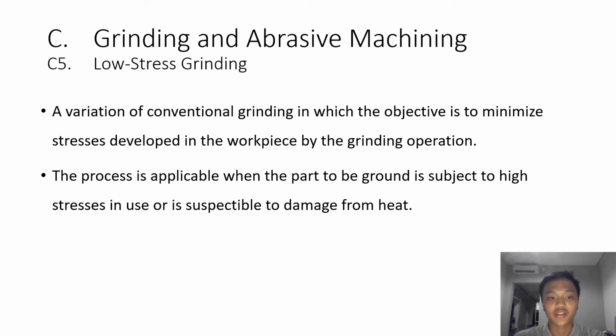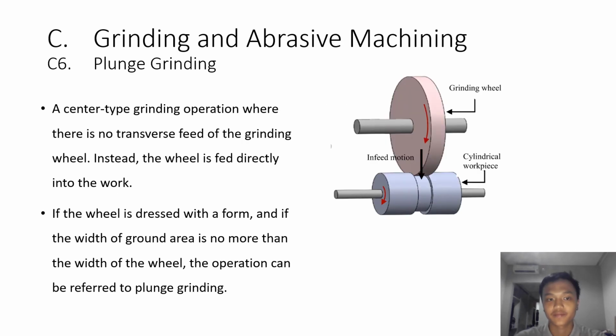Low stress grinding. Low stress grinding is a variation of conventional grinding in which the objective is to minimize stresses developed in the workpiece by the grinding operation. The process is applicable when the part to be ground is subject to high stresses in use or is susceptible to damage from heat. The next one is plunge grinding.